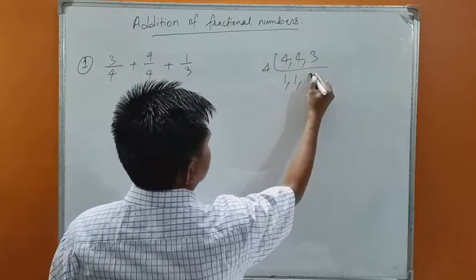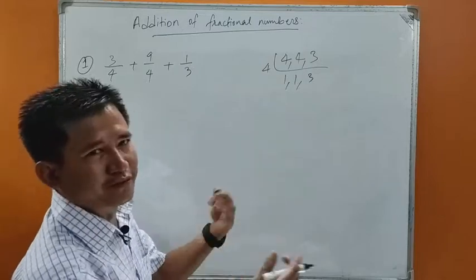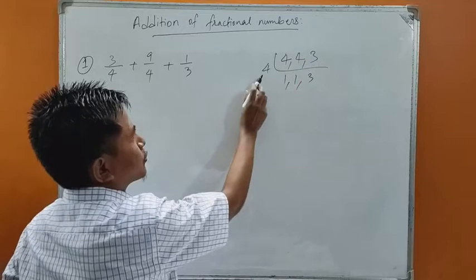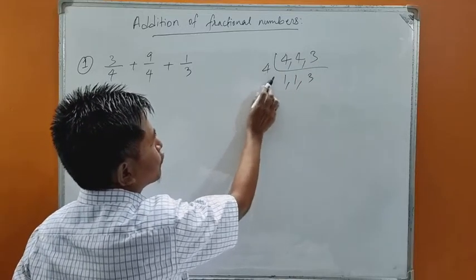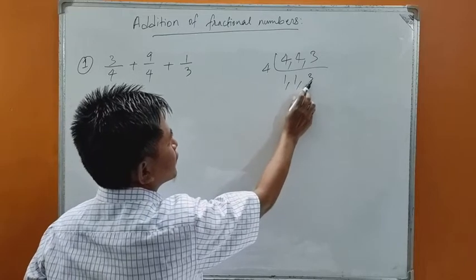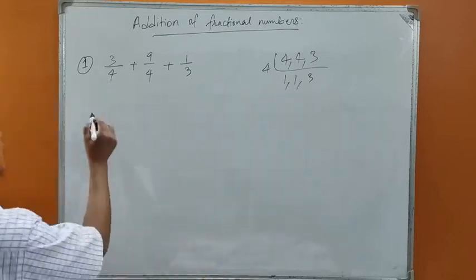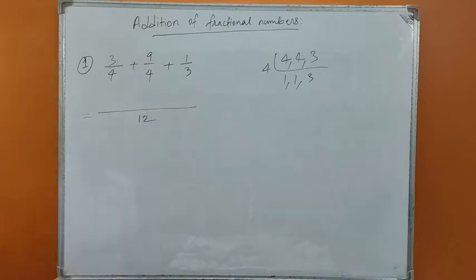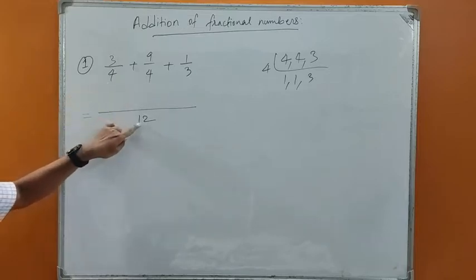Now this 3 cannot be obtained by multiplying with 4. So 3 we copy as it is. Now there is no common table between 4 and 3, so the LCM is 4 1s are 4, 4 3s are 12. So 4 into 3 is 12. The LCM is 12, isn't it? LCM is 12.